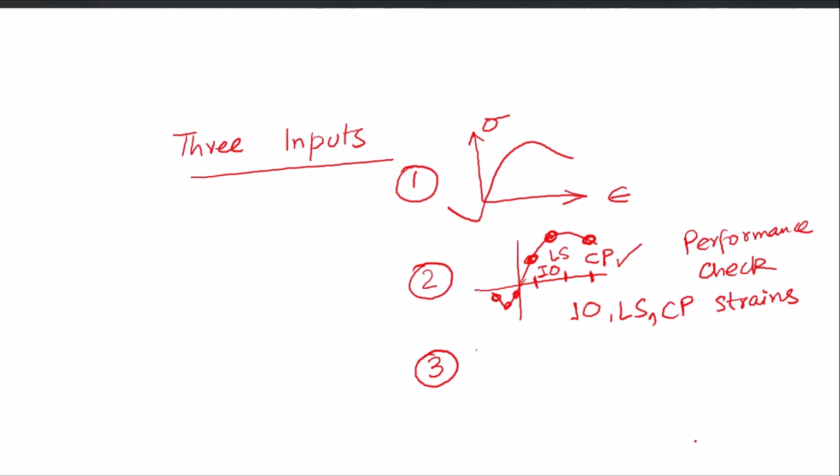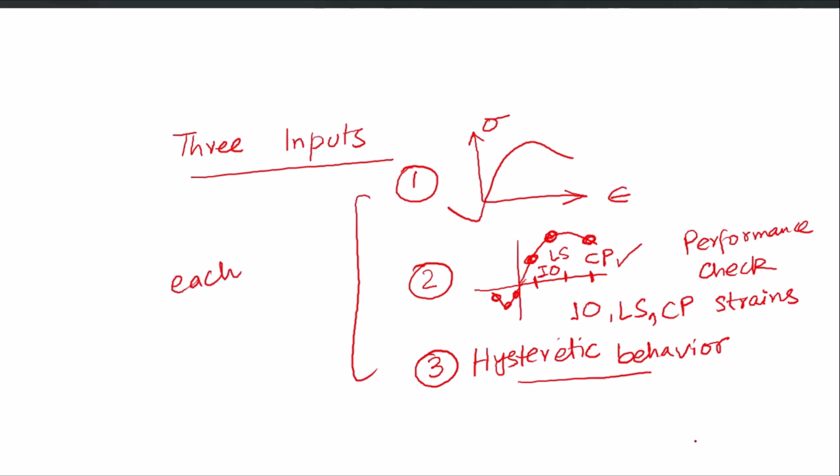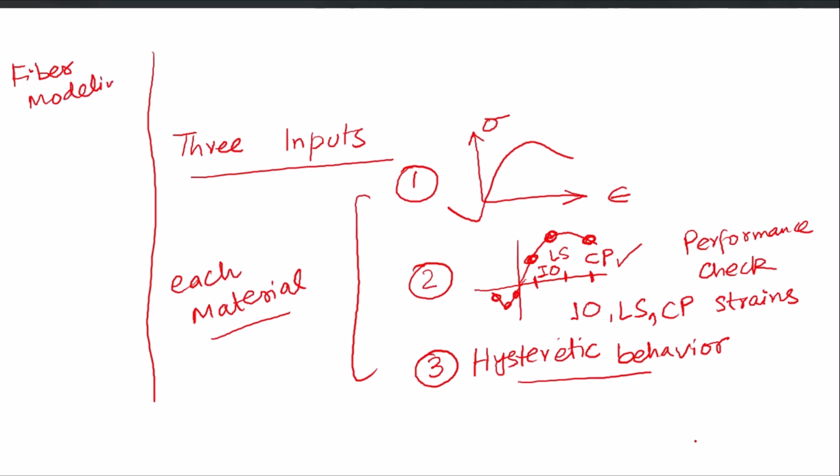And the third thing is the hysteretic behavior, which means that you are telling the program how your material should unload and reload during the reversal of forces and different cycles of loading. That is the third input you have to provide. You have to provide these for each material, whether it is concrete or steel, and this will constitute your first step of defining the fiber modeling. If I classify fiber modeling into different steps, it will be 3 steps.